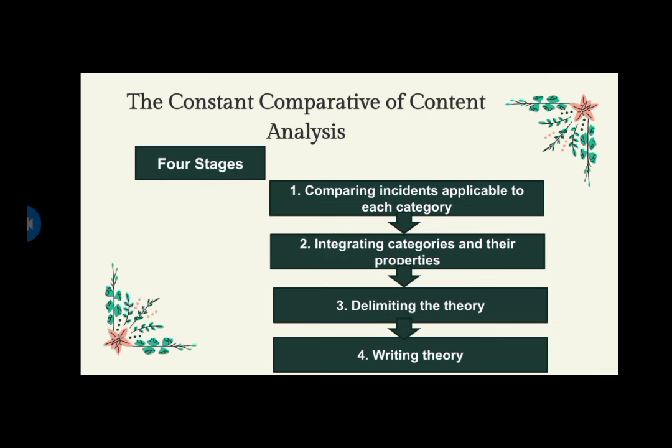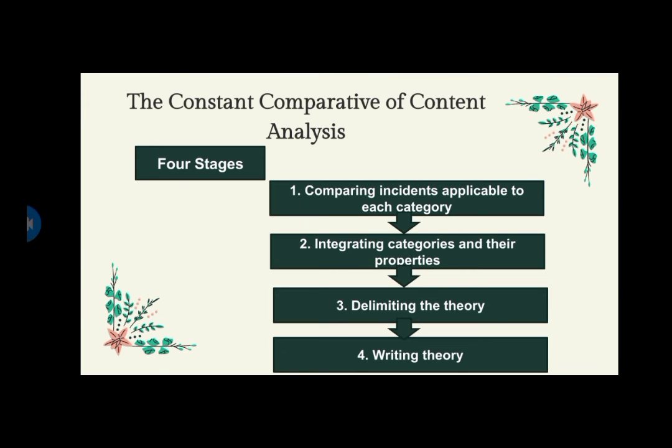The constant comparative method, codified by Glaser and Strauss, is generally recognized as one of the most effective means of qualitative content analysis. It involves joint coding and analysis during the continual review of data to granularly form categories. Originally, the constant comparative method was described in four stages. First, comparing incidents applicable to each category. Second, integrating categories and their properties. Third, delimiting the theory, and fourth, writing the theory.